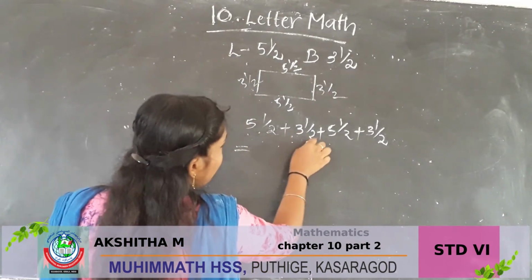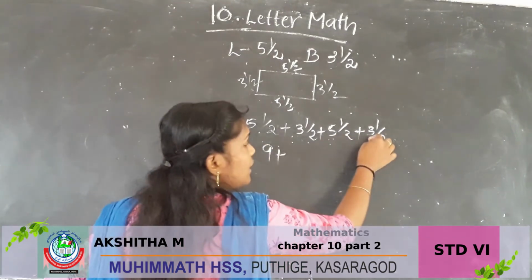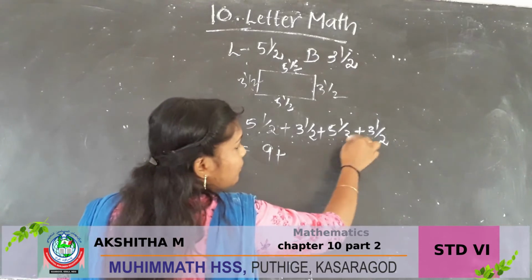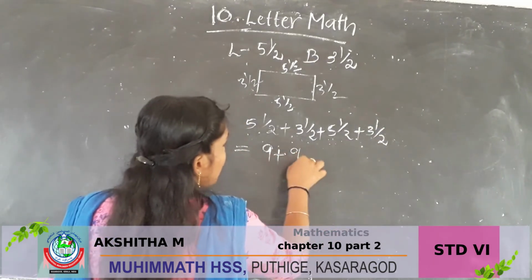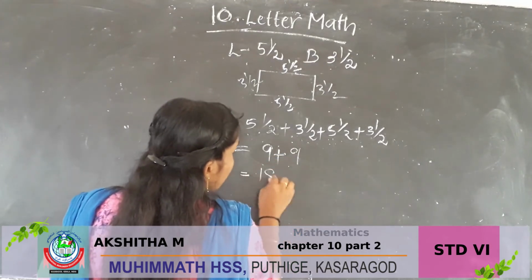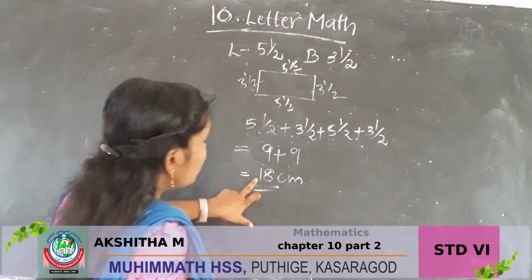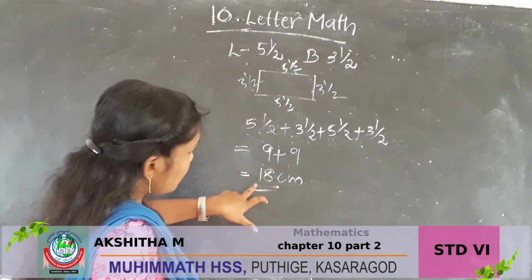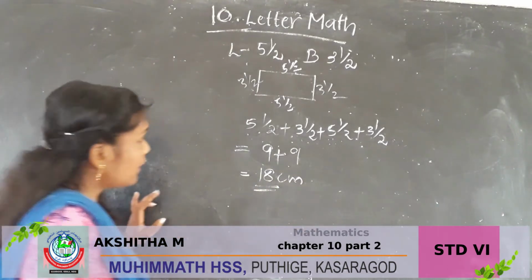5.5 plus 3.5 plus 5.5 plus 3.5. 5.5 plus 3.5 is equal to 5 plus 3, 8, half plus half, 1. So 9. Here also 5 plus 3, 8, half plus half 1, so 8 plus 1, 9. So 9 plus 9 is equal to 18 centimeter. Length of the sticks needed is 18 centimeter. Otherwise, we can write like this.